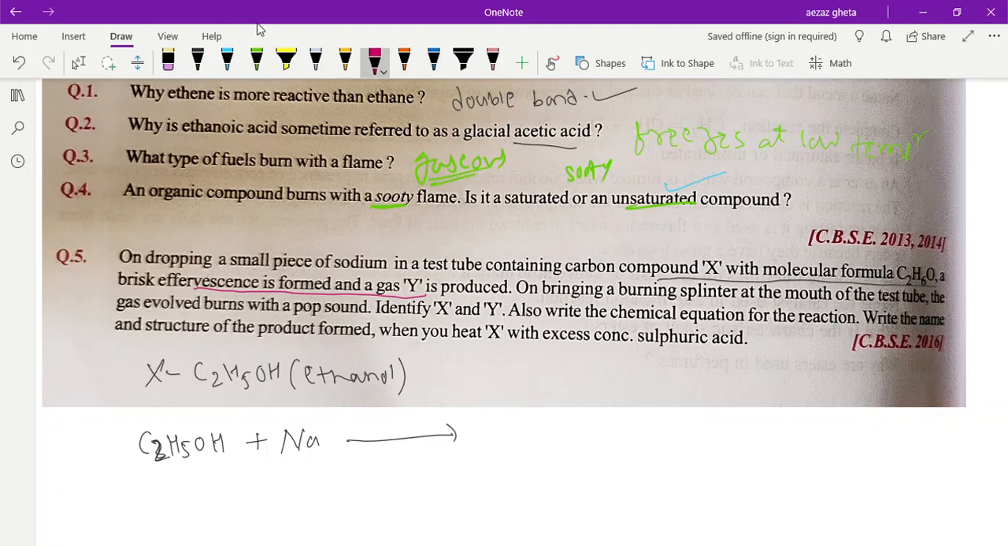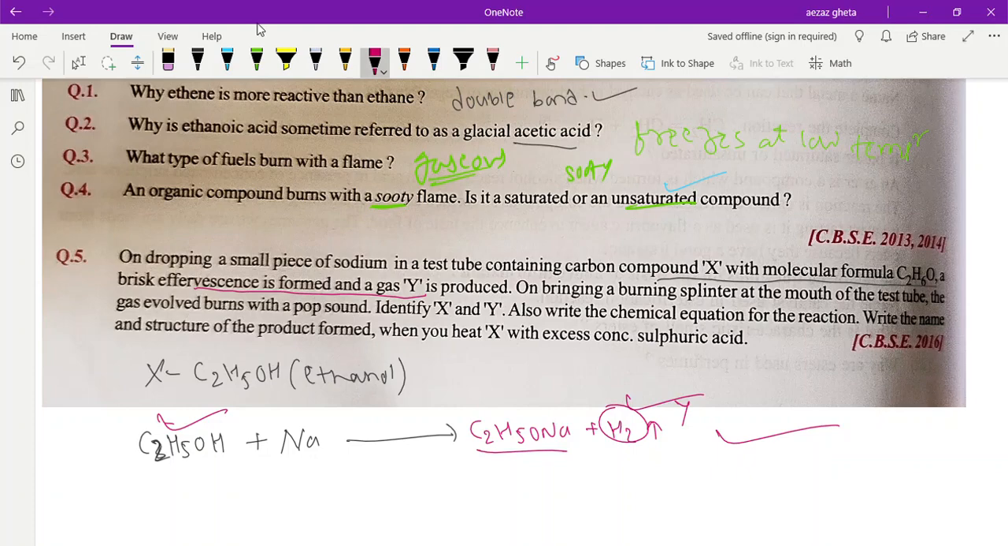So you know the product is C2H5ONa, and the gas released is hydrogen, because it is the one that burns with a pop sound. So this is your Y. Okay, hydrogen gas. So we have identified that X is this and Y is hydrogen gas. Also write the chemical equation for the reaction, and write the name and structure of the product formed. Name and structure of the product.